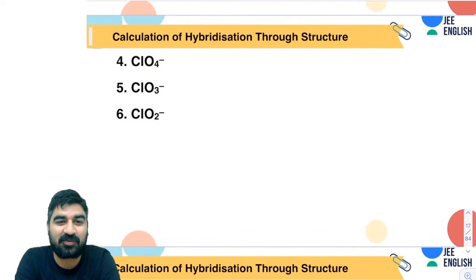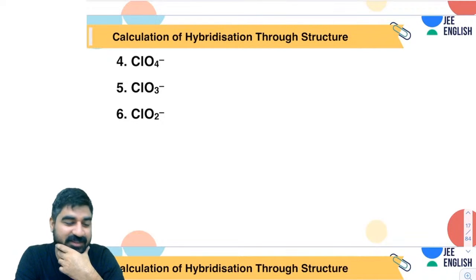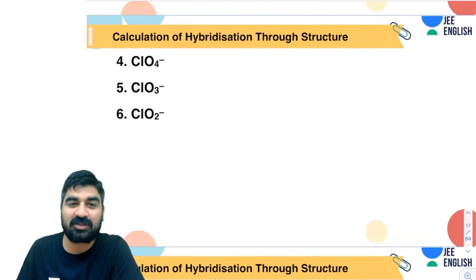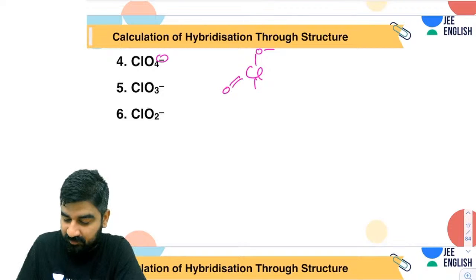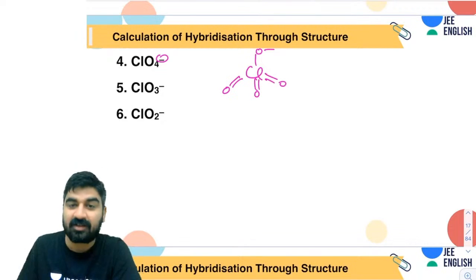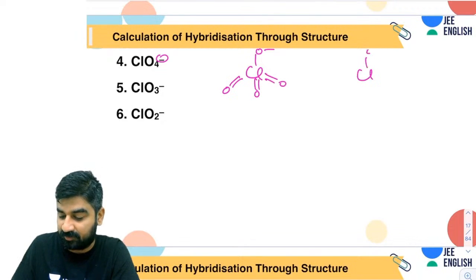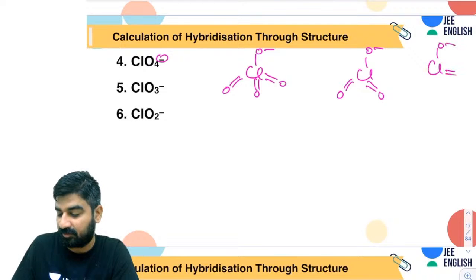Now do it for this. Now we have 3 oxygens with chlorine. So how will you calculate it? Again draw the structures. We have 1 minus. So just draw 1 O and then 3 oxygens with double bonds. In the next case again we have 1 minus and the remaining 2 through double bonds. In the next case we have 1 minus and the remaining.